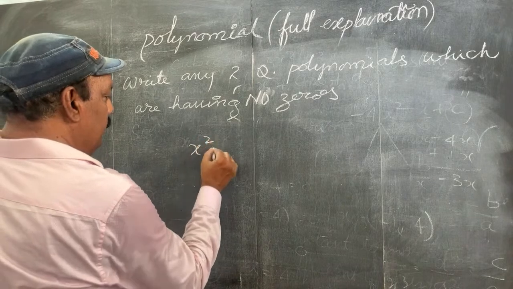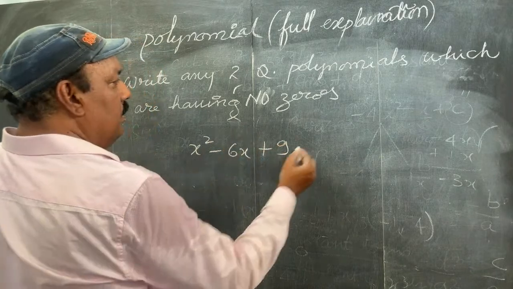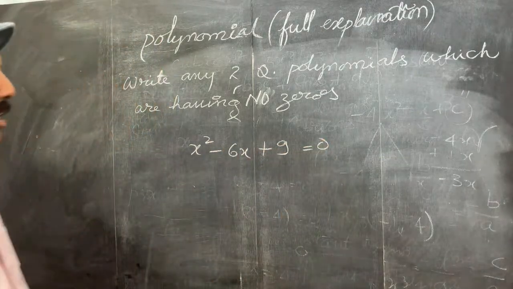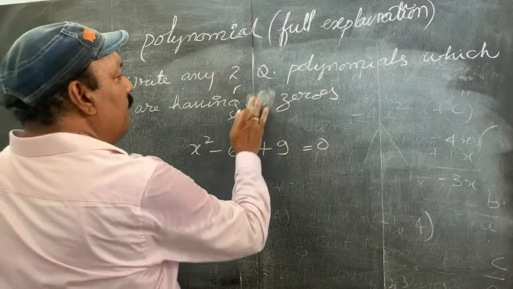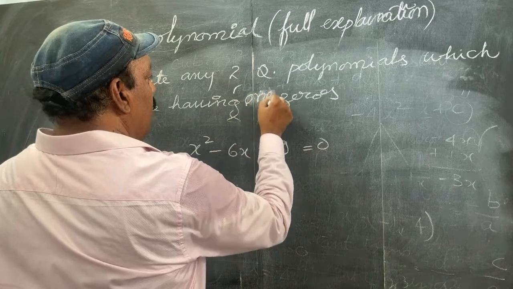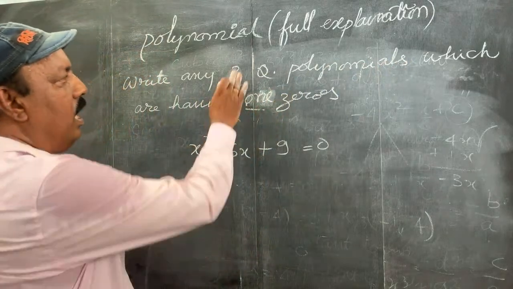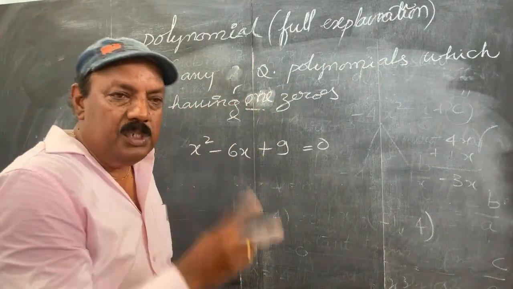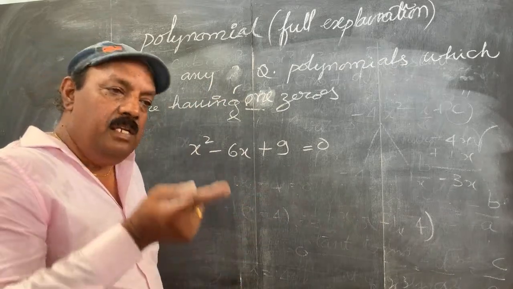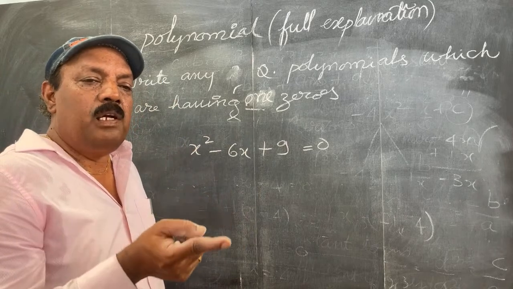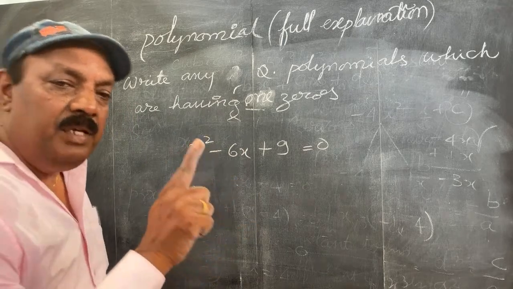x square minus 6x plus 9. Here this is the quadratic equation which has only one zero. Write any quadratic polynomial which has one zero. Always I will say that a quadratic polynomial has two zeros. Sometimes a quadratic polynomial has two zeros, sometimes it has one zero, sometimes it has no zeros. Now I am explaining the quadratic polynomial which has only one zero.